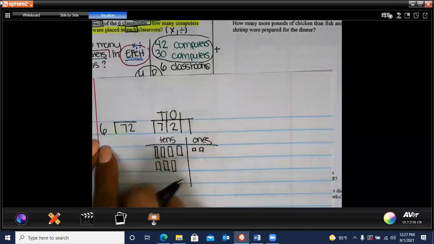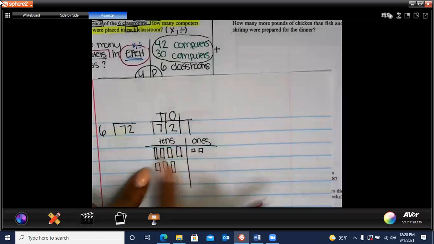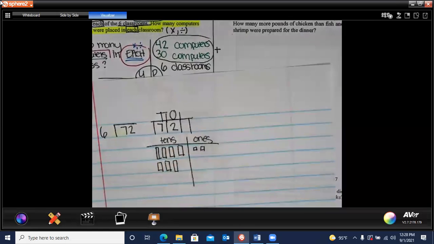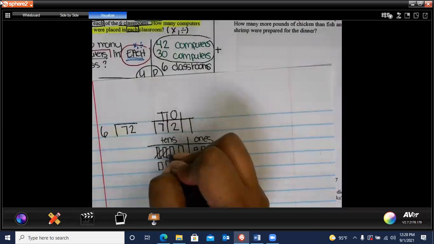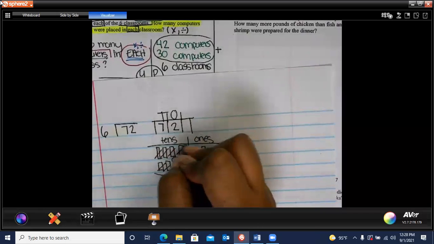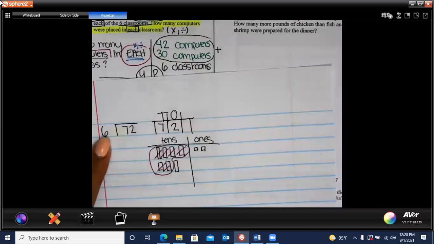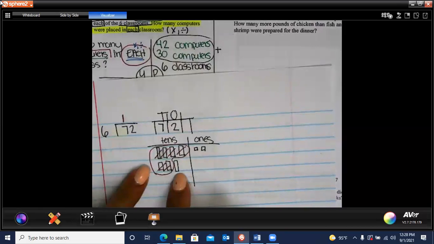Now I have to see how many groups of 6 I can make with this 7. If I have 7 tens, how many groups that have 6 on them will I be able to make with this? So I'd have to do 1, 2, 3, 4, 5, 6. That is my one group of 6. So how many groups did I make with my 10s? I was only able to make one group of 6 with a remainder of 1.